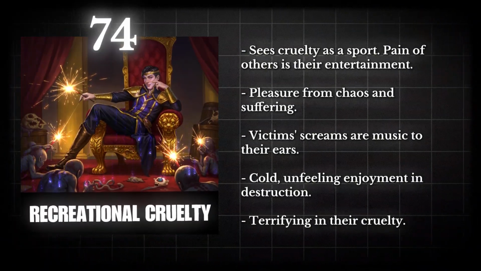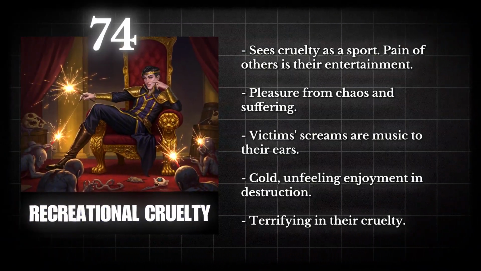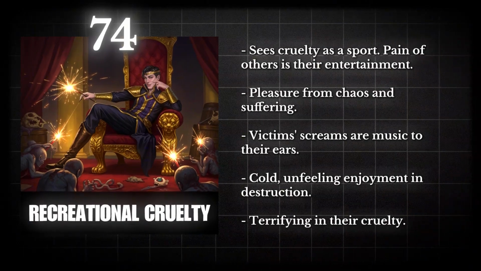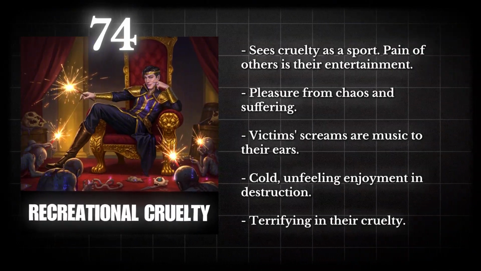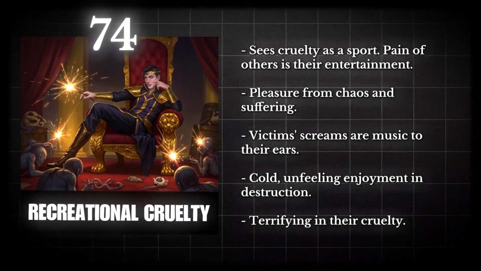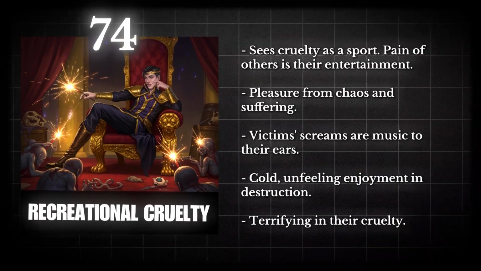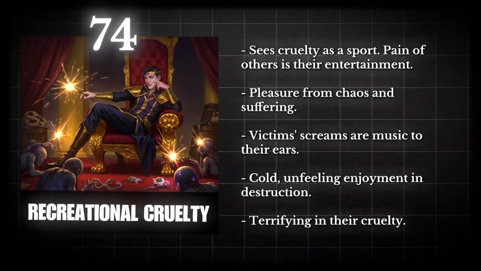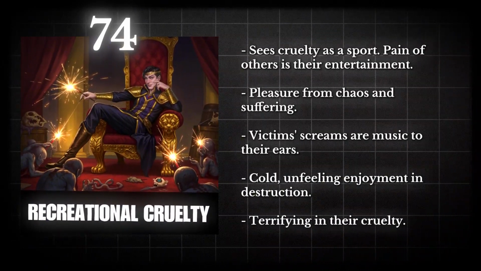74. Recreational cruelty. Cruelty is a sport for this villain, and the pain of others is their entertainment. They get pleasure from the chaos and suffering they create. Their victims' screams are music to their ears. The cold, unfeeling enjoyment they take in the destruction of others is terrifying.